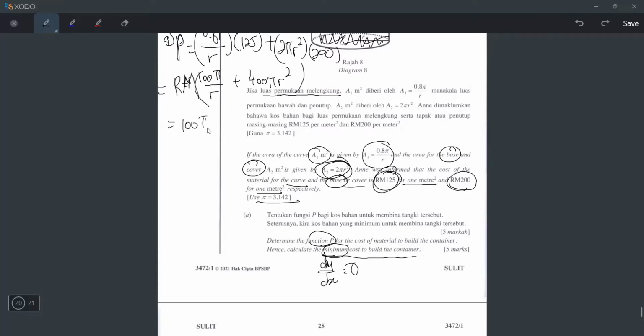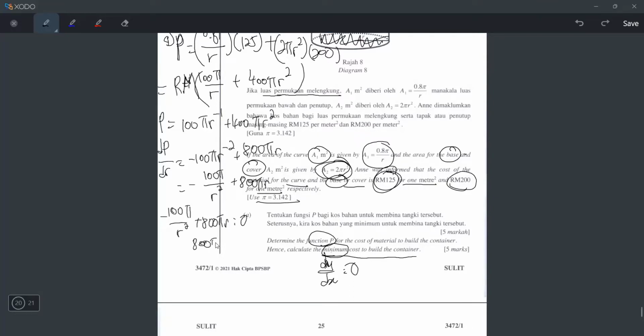So 100 pi r power -1 plus 400 pi r squared, and then you get this one is P, and then dP dr equals to differentiate, you get -100 pi r power -2 plus 800 pi r. Then you can make the power positive, just put it at the bottom as r squared, and this one is 800 pi r, and then take the whole thing equals 0. -100 pi over r squared plus 800 pi r equals 0. Why? Because minimum. All right.